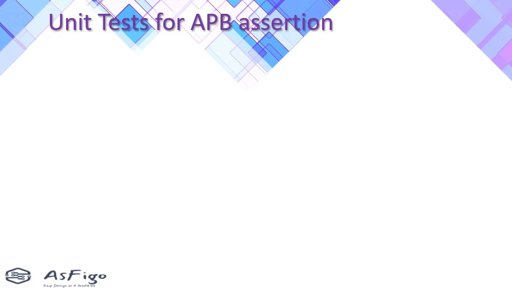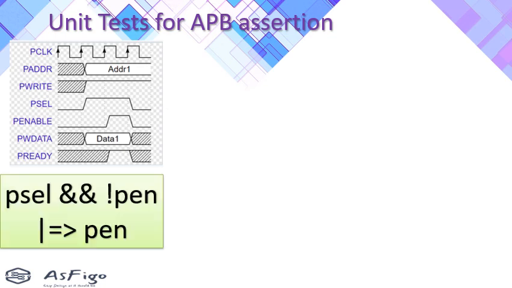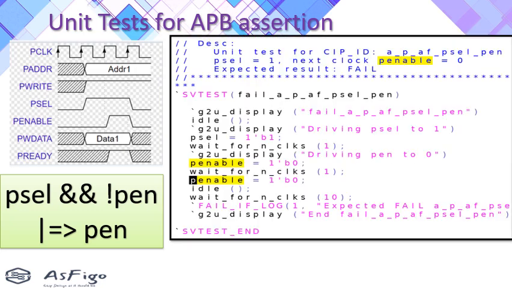So instead, we strongly recommend write unit tests. And here is how a unit test typically would look for the same APB thing that we are talking about. And here the focus is going to be on PSEL and PENABLE. Please watch out for that waveform. So a simple assertion could be as simple as this: PSEL ANDed with not of PENABLE, which basically talks about the first clock where the PSEL is high and the PENABLE is low. The next clock, we expect the PENABLE to be high. This is a standard requirement.